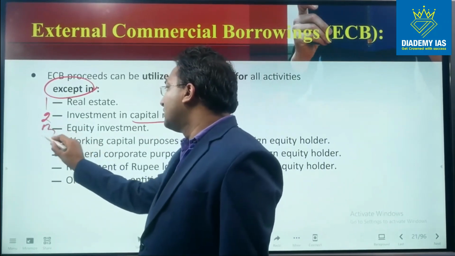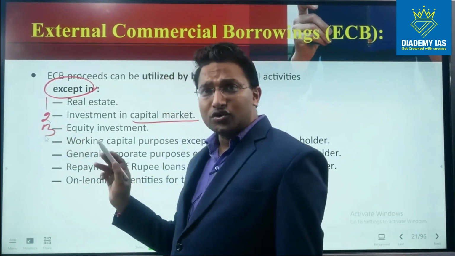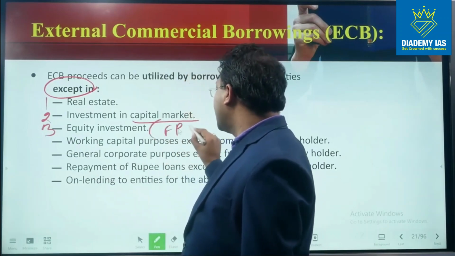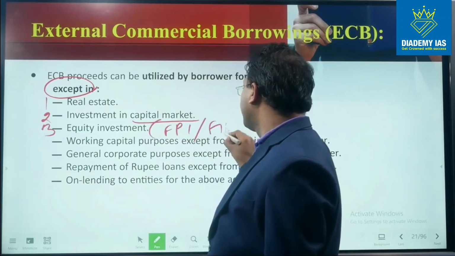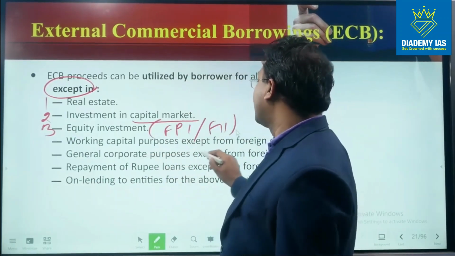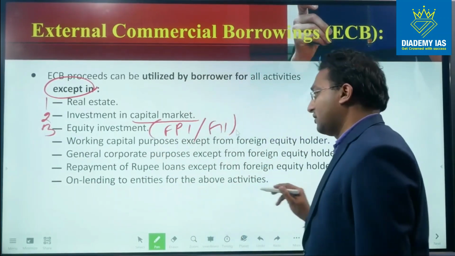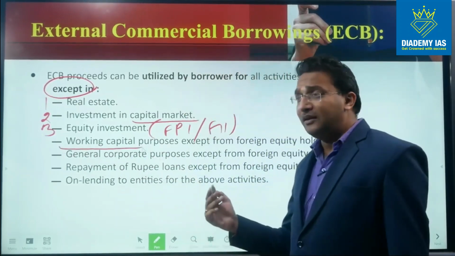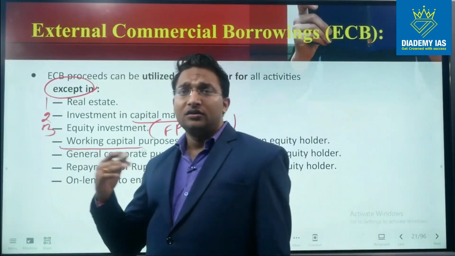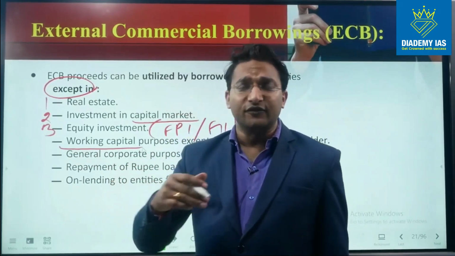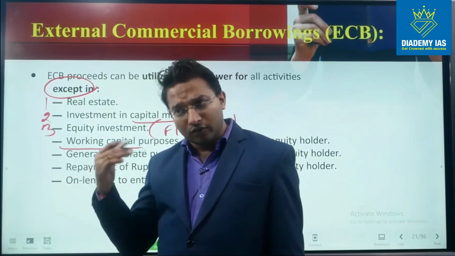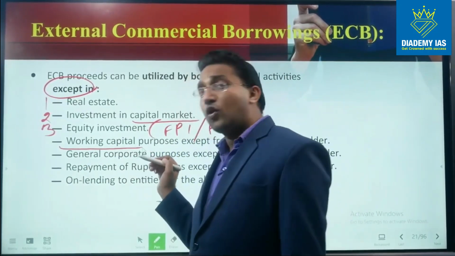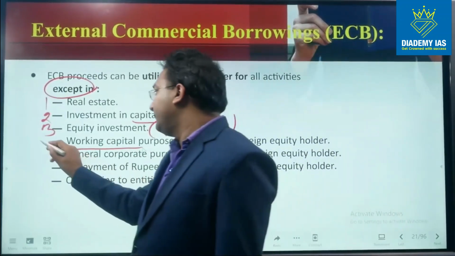Equity investment. This cannot be used as the equity investment, because if it is used for the equity investment, then it will fall in the category of FPI or FII. Working capital purposes except from foreign equity holder. Working capital means the day-to-day transactions, for example payment to the staff, payment for the electricity, different kinds of utility bills in the business. All those transactions cannot happen through this ECB.